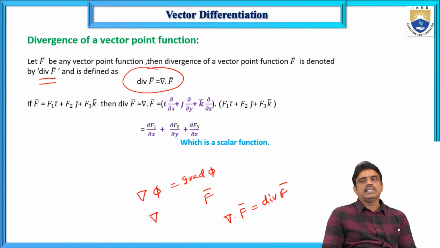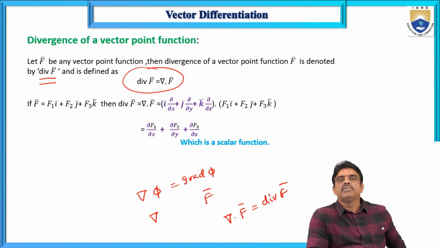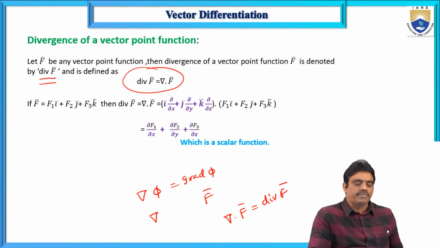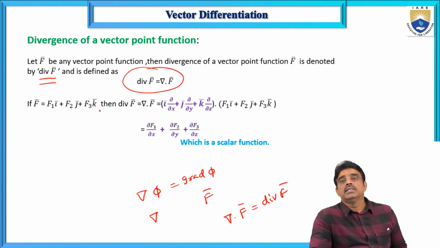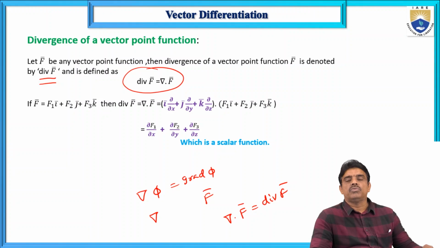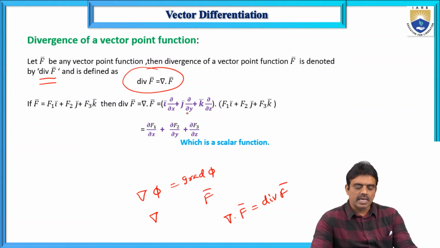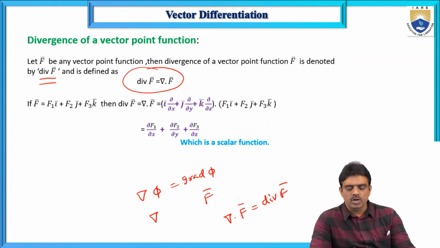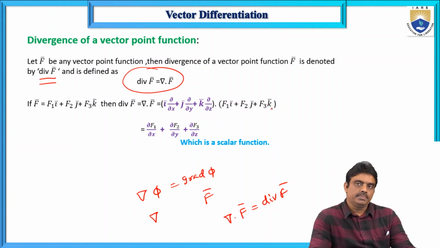Suppose f bar is a vector f1 i bar plus f2 j bar plus f3 k bar, where f1, f2, f3 are functions of x, y, z. Then div f bar means del dot f bar, where del means i bar dou by dou x plus j bar dou by dou y plus k bar dou by dou z, dot product with f1 i bar plus f2 j bar plus f3 k bar.